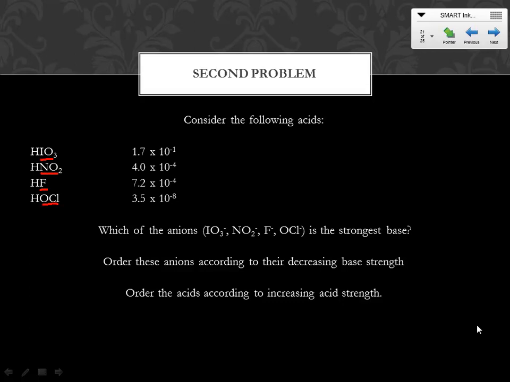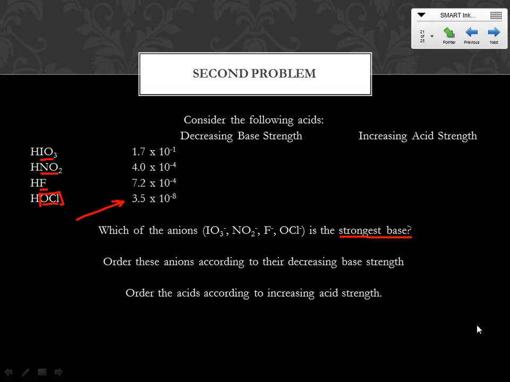So remember, to get the strongest base, we need to look at what was originally the weakest acid. And if you look at the values, the smallest Ka value is this one, which tells you that that's the weakest acid. So its anion is going to be the strongest base. All right, number 2, order these anions according to their decreasing base strength. And then number 3, order the acids according to their increasing acid strength.